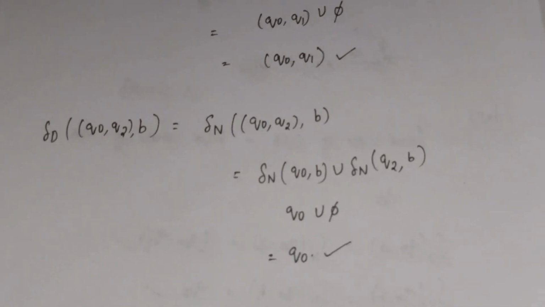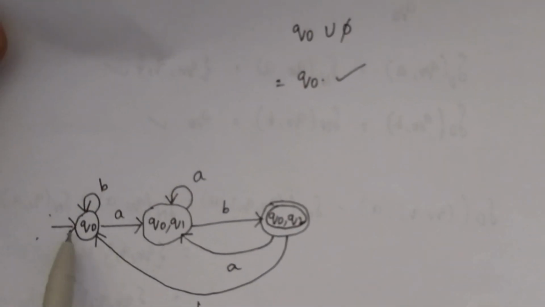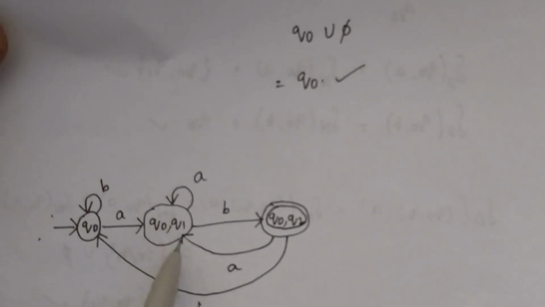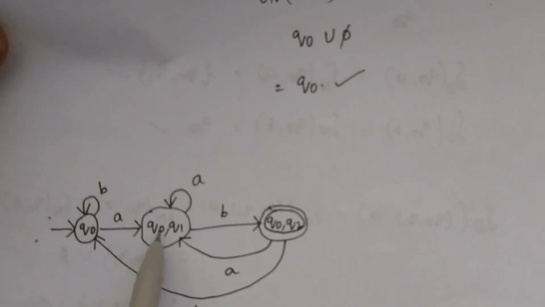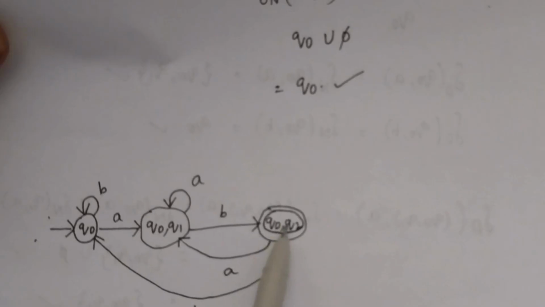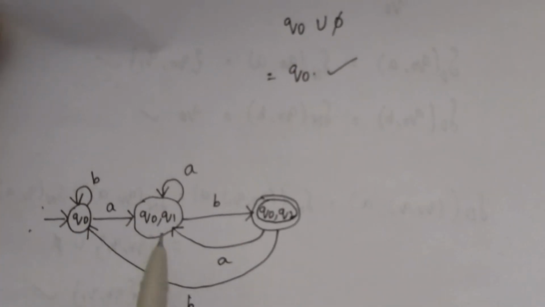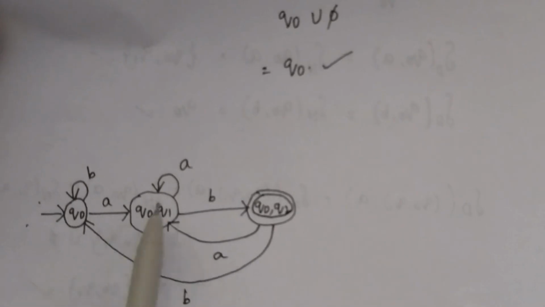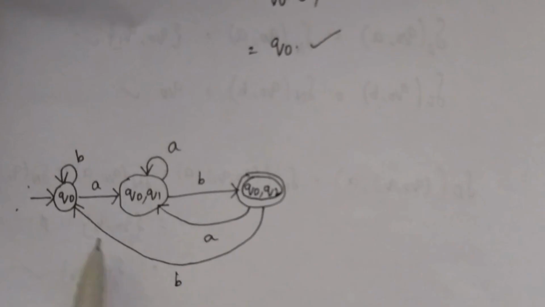Now we can design the DFA starting from the initial state. Q0 on A we got Q0 Q1, on B we got Q0, so I put these transitions. Next Q0 Q1: on A we got Q0 Q1 only, so I have put a self loop. On B we got Q0 Q2. Q0 Q2 on A is Q0 Q1. Q0 Q2 on B is Q0. So this is the DFA, because in a DFA each state should have a transition with A and B. That we have to remember. Based on that we design the DFA.